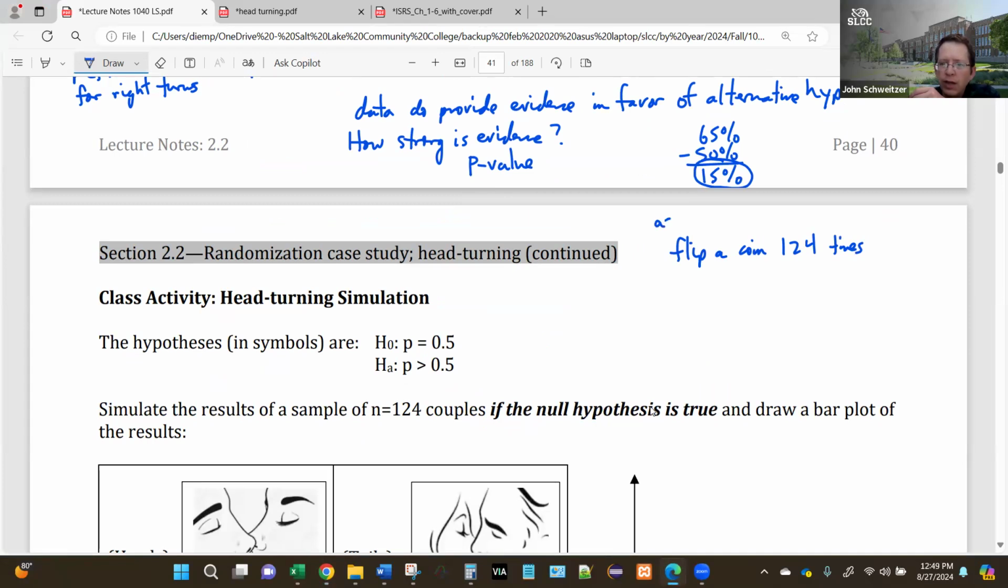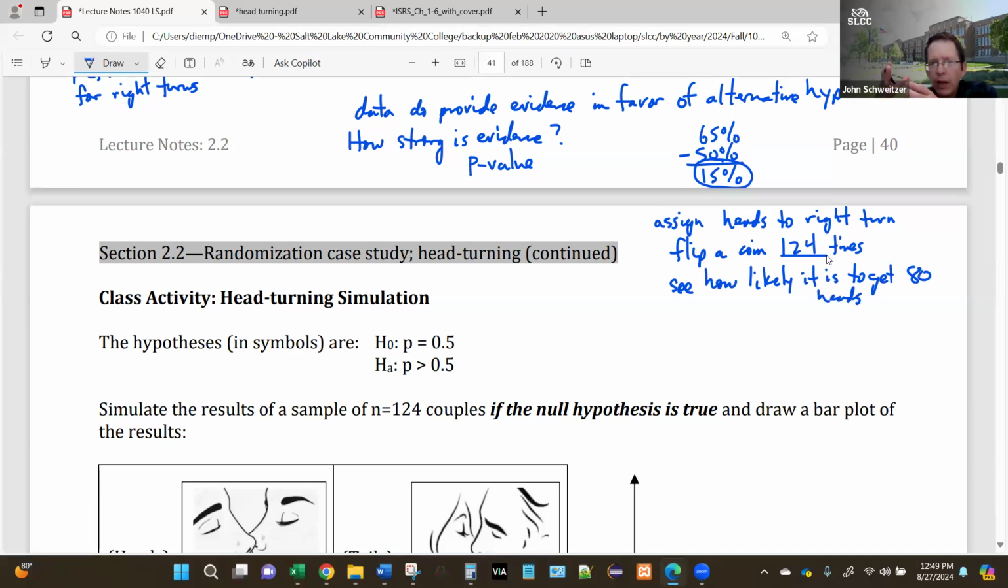We're going to assign heads to a right turn. If you want, you can do tails to a right turn. It doesn't really matter. It's all equivalent. When the coin lands on heads, it's going to be considered a right turn, and we're going to do that 124 times. We're going to see how likely it is to get 80 heads.